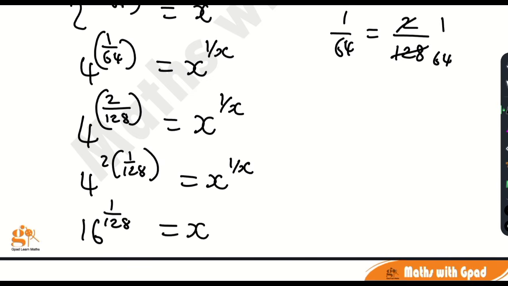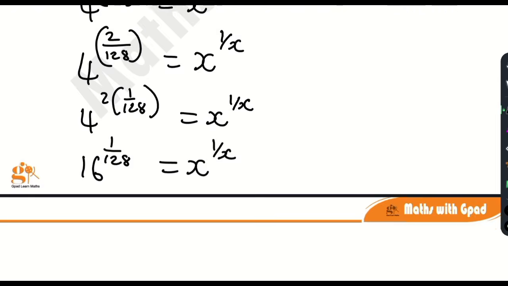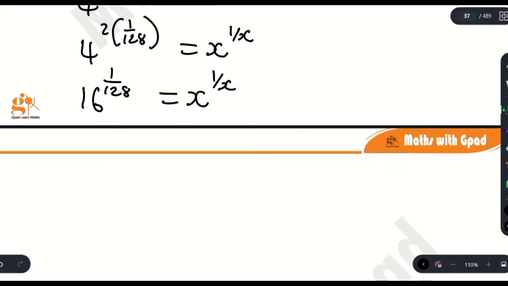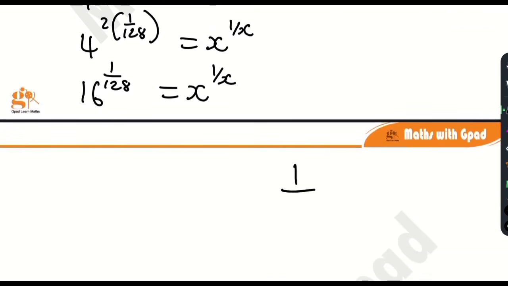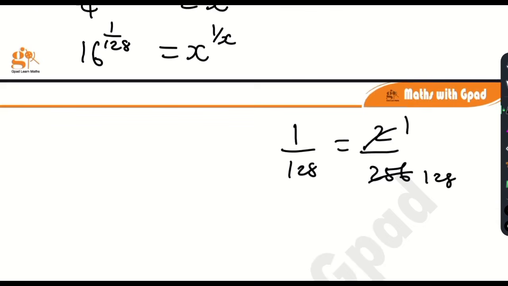Oh my goodness, it's still not the same thing. I will repeat the process. Perhaps this might just be the last step to go. So 1 over 128 is equal to what? 2 over what? 256, right? Yeah, because 2 here is 1, 2 here is 128. So let's repeat the same process. That will be 16 raised to power 2 over 256 is equal to x raised to power 1 over x.